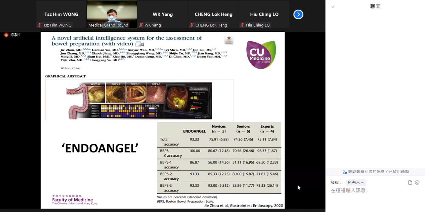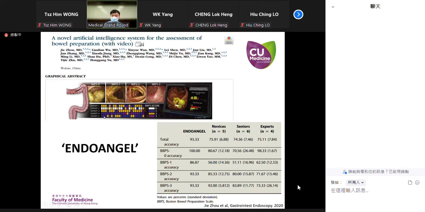So other than colonic CAD-E, the performance of AI for other uses is mainly evaluated by individual studies assessing their performance. So here we have an AI system called the EndoAngel, which is a novel artificial intelligence system for the assessment of bowel preparation. As said before, a good bowel preparation is very important to enhance the ability of polyp detection. So nowadays, what we use to assess the bowel preparation is this BBPS. The full name is Boston Bowel Preparation Score.